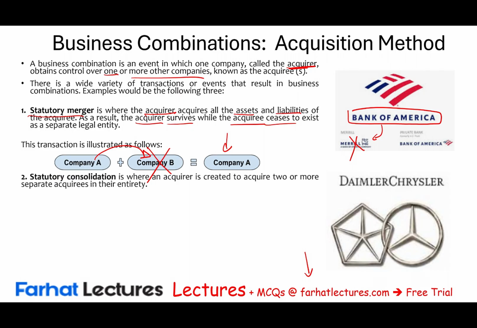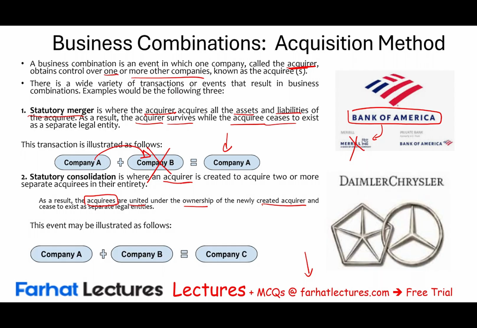Statutory consolidation is where an acquirer is created to acquire two or more separate acquirees in their entirety. Here, you create a new company, and that new company acquires several other companies. So the acquirees, the companies being purchased, are united under the ownership of a newly created acquirer, and they cease to exist as separate legal entities. A picture would look something like this. You have company A plus company B, and at the end we have company C. Company C is created to include company A and company B, but both of these companies are gone. For example, Daimler and Chrysler, a German and a US company, united under DaimlerChrysler, a new company that absorbed both of them. Company C is the newly created company.